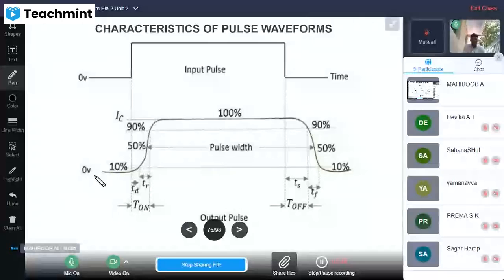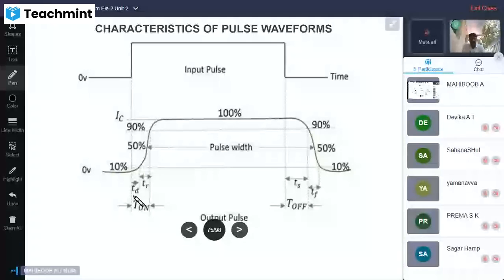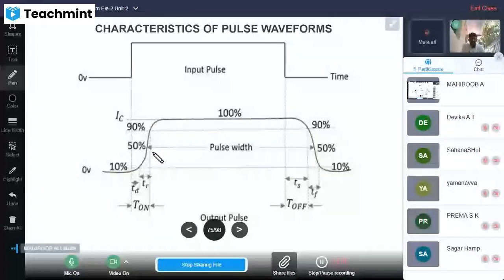The pulse starting from 0 to 10% is known as TD, the delay time or time delay. From 10% up to 90% it is called the rise time.